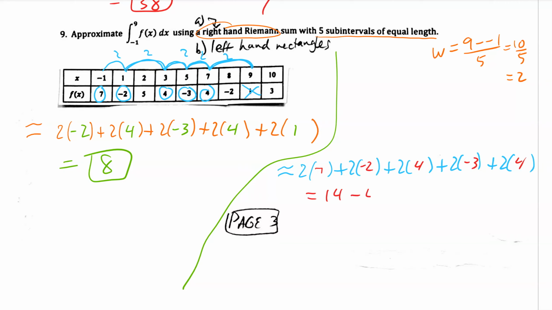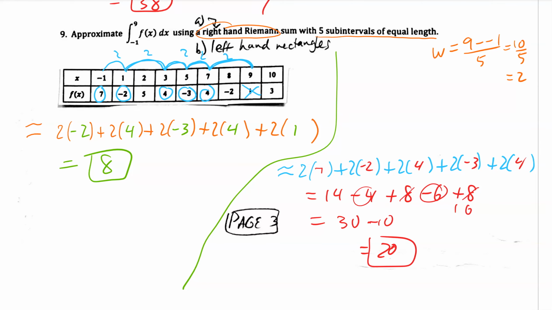So that's a 14 minus a 4 plus an 8 minus a 6 plus an 8. I like to do positives together. Let's see, 8 and 8 is really 16, plus 14 is 30, and then we're going to subtract 10. So we're looking at 20. There you have it. There's the answer to number 9.